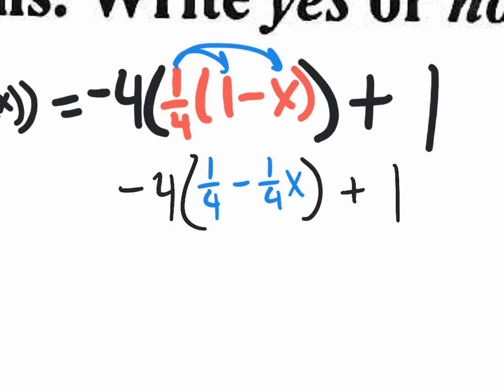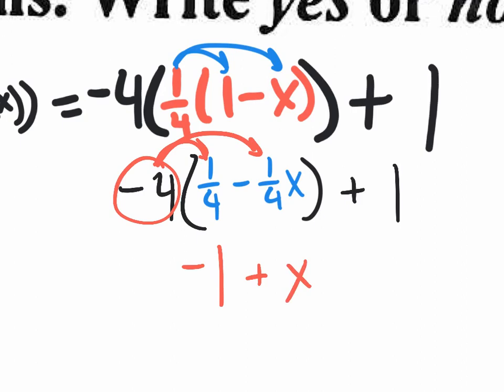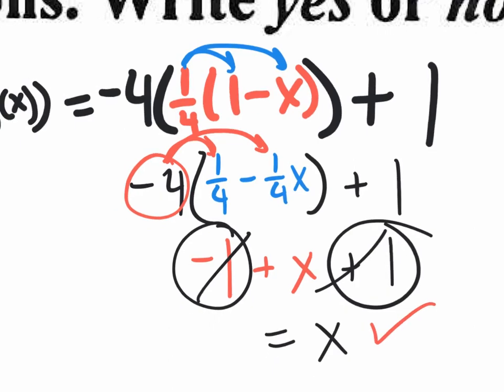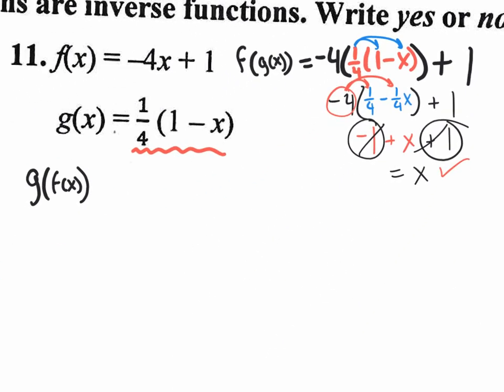Now let's distribute the minus 4 on the outside times 1/4. Well, negative 4 times 1/4, I know it hurts, that's really negative 1. And when you distribute negative 4 times negative 1/4 x, well, that'll become a positive x, correct? And don't forget about the plus 1 that was on the outside. And now when you combine the minus 1 with the plus 1, they eliminate, and it really does just give you x. Now this is not an answer, it's just a way to verify that they really are inverse functions of each other. Okay, but it has to work for both.